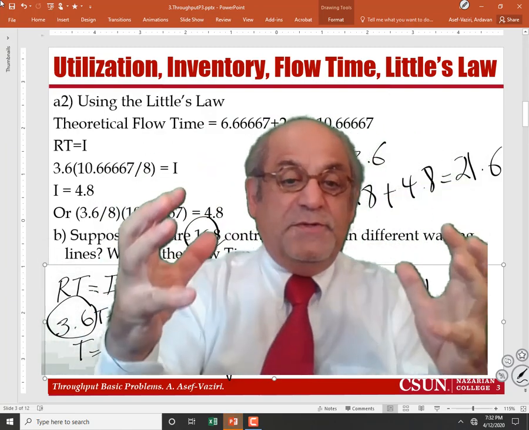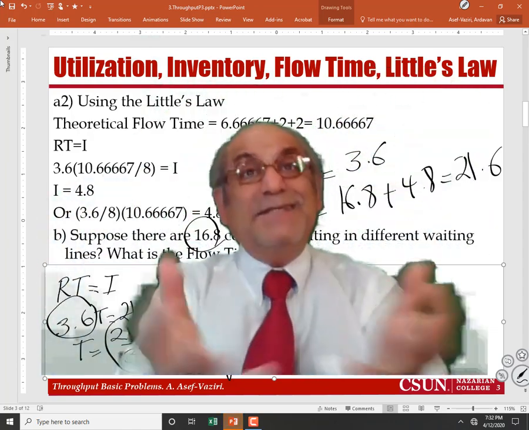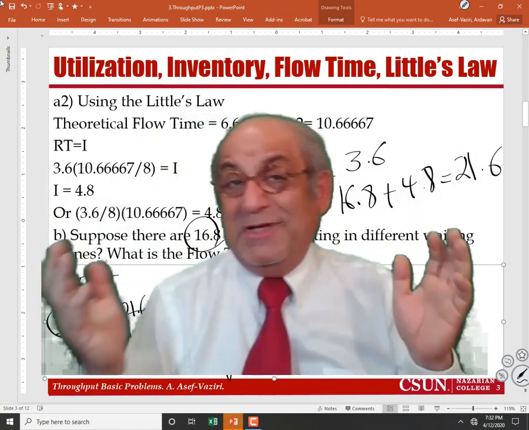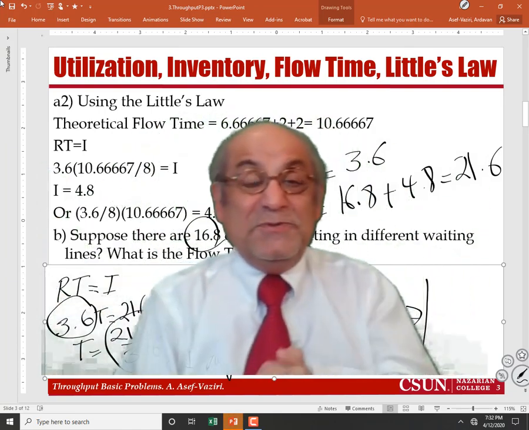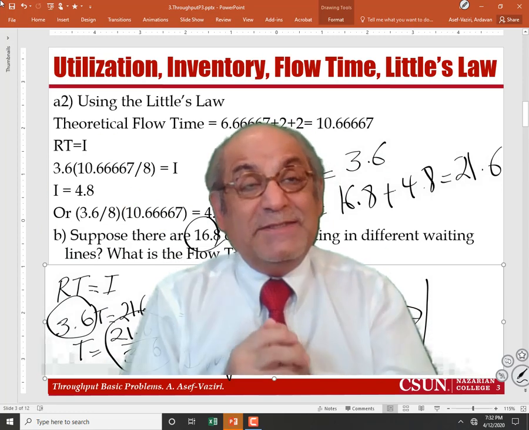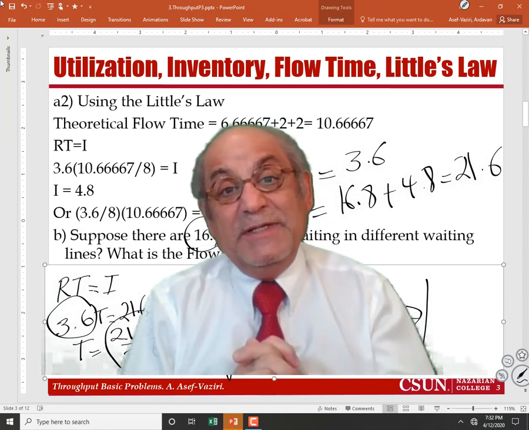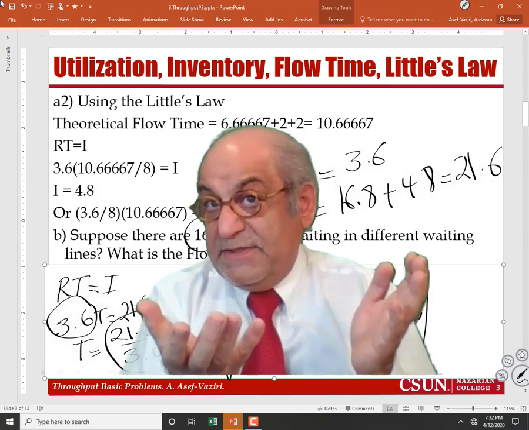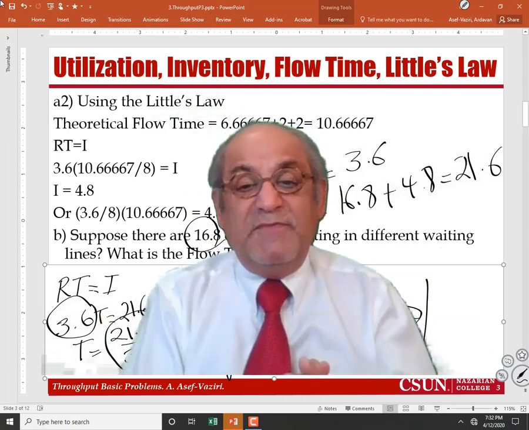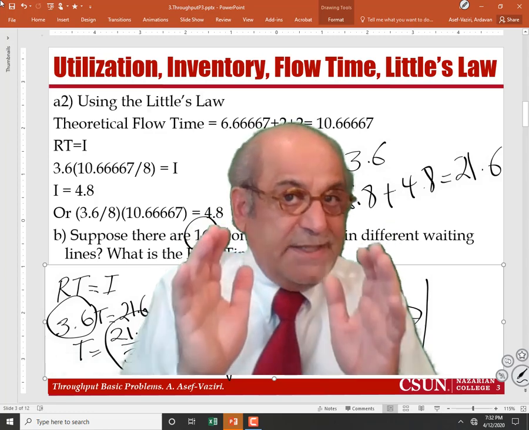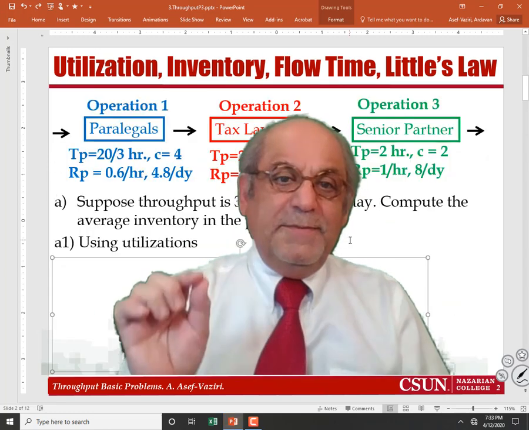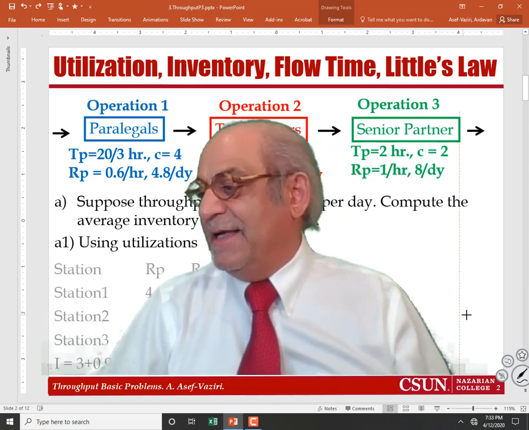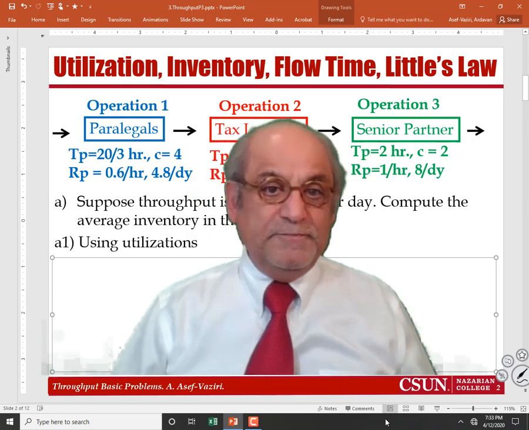We have an inventory of 21.6 inside this process. We process it and send it out to the market or to the applicants at a rate of 3.6 per day. And when we divide these two by each other, the flow time that we get is in terms of days. If you want it in terms of hours, just multiply by 8, because a day is 8 hours. Let me take this opportunity and explain two things. One is cycle time, and the other one is takt time.